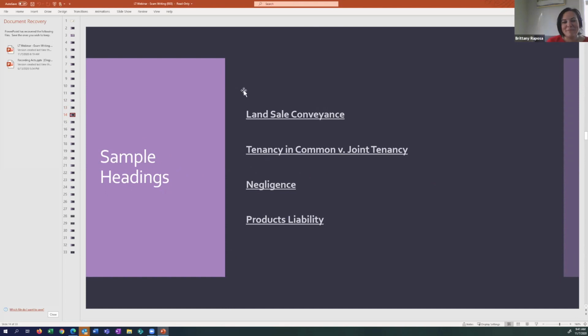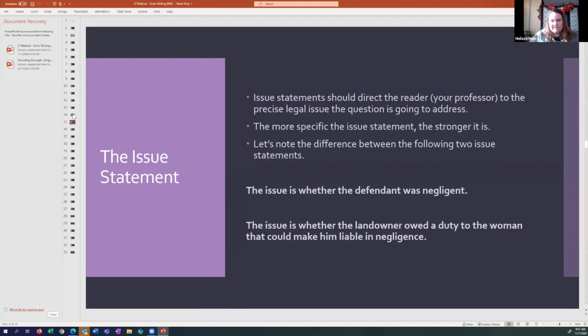She does, because look, we have sample headings. And these are just sample headings. If you're taking property and you're talking about a conveyance, the heading can be land sale conveyance. If it's an issue of whether someone has a tenancy in common or a joint tenancy, that could be your heading. It just conveys the issue that you're discussing. Negligence, products liability. As long as it signals to the reader the issue you're going to discuss, it will be a good heading or subheading. Professor Raposa has said that it should convey the issue, but if you notice, her sample headings are not the issue statement. They are short and clean, and not an entire sentence.